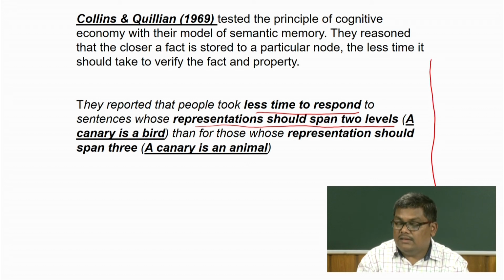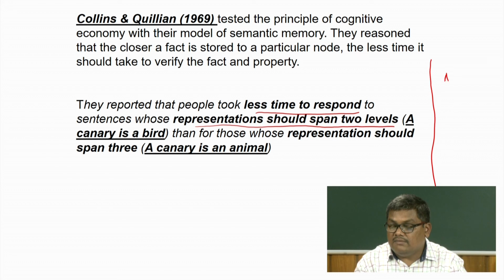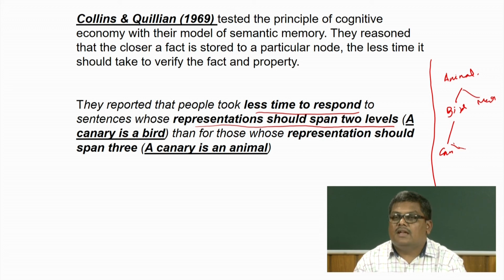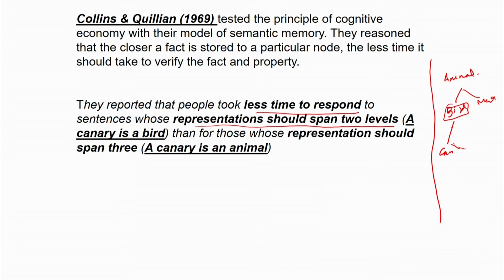So, let us look at how this arrangement is. Basically I have the arrangement of animal, and within animal we have mammals and birds, and within birds I have the canary, the parrot, and so on. They said that if cognitive economy is to be preserved, higher order concepts should be stored above a lower order concept, because all properties of bird have to be shared by canary and all properties of animal have to be shared by bird. If that is how the arrangement is, then people should take less time in verifying canary is a bird than verifying canary is an animal, and that is what actually happened with them.